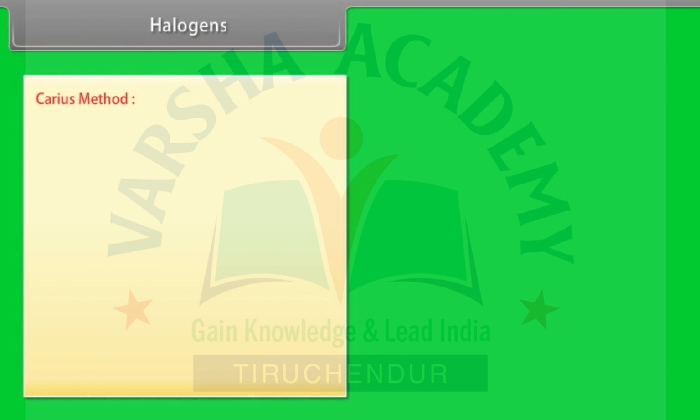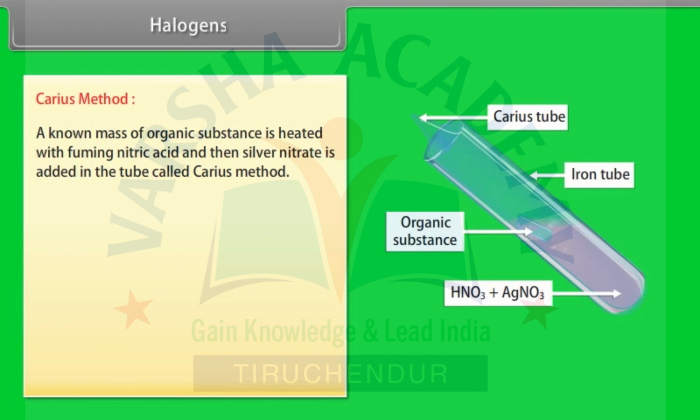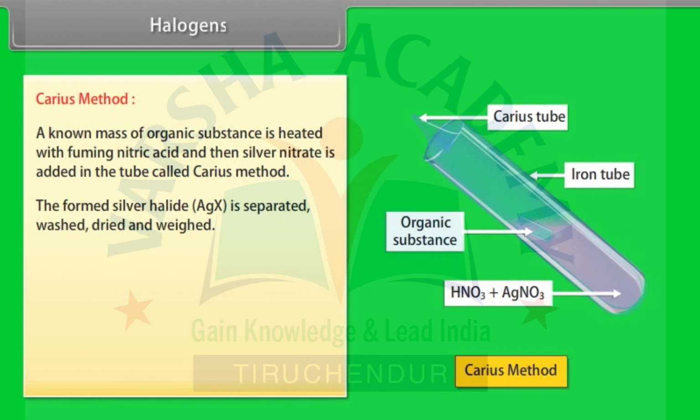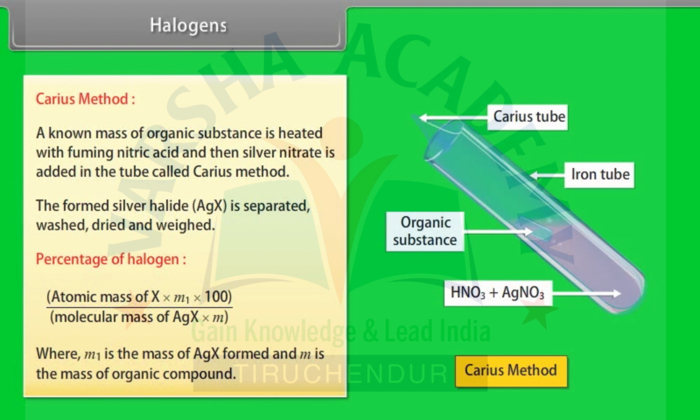Halogens. Carius method. A known mass of organic substance is heated with fuming nitric acid and then silver nitrate is added in a tube, called the Carius method. The formed silver halide is separated, washed, dried and weighed. Percentage of halogen. Atomic mass of X into M1 into 100 divided by molecular mass of AgX into M, where M1 is the mass of AgX formed and M is the mass of organic compound.